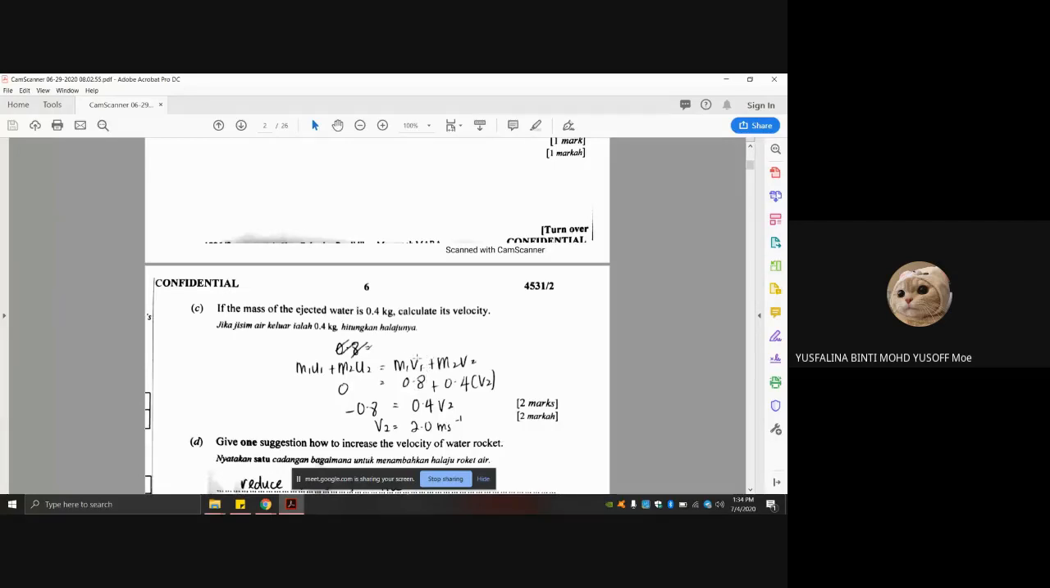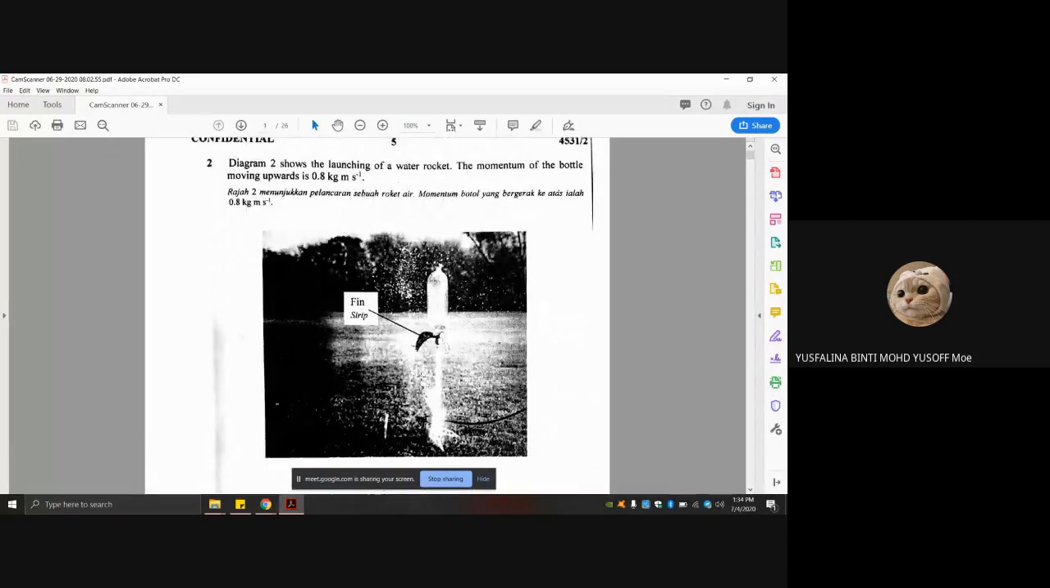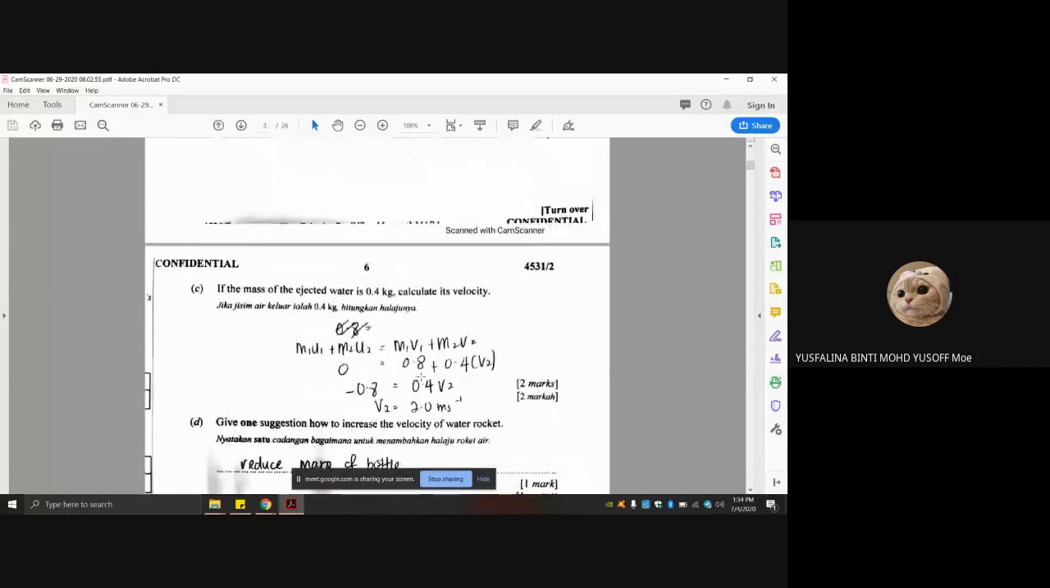This one is the already given momentum of the bottle, plus this is the mass of the ejected water, 0.4, times the velocity of the water that you want to find. So you just move 0.8 to this side, so it becomes negative 0.8. So the answer is 2 m s^-1.